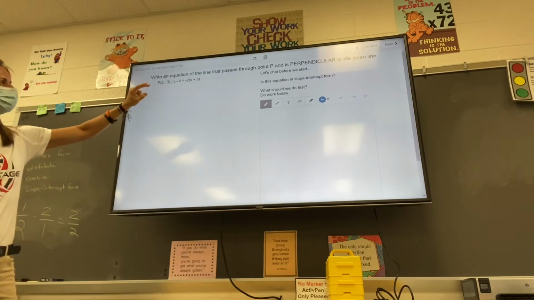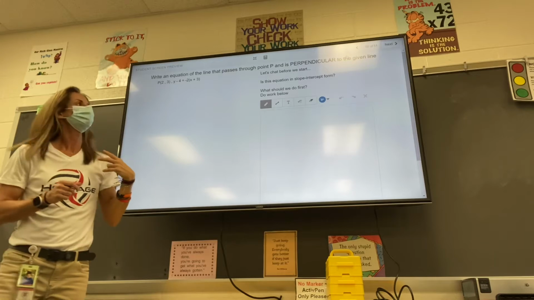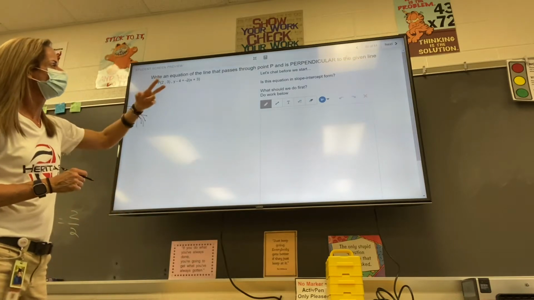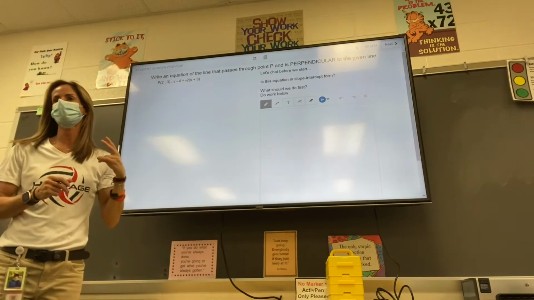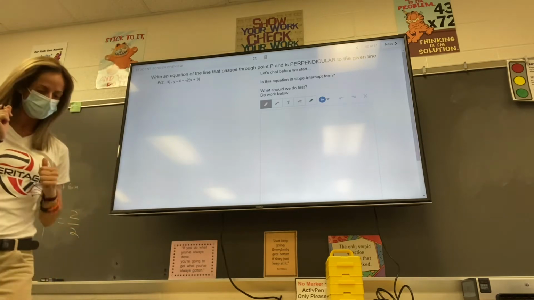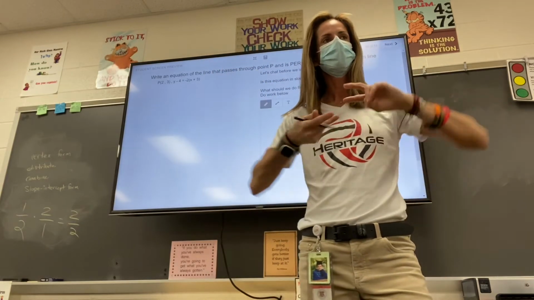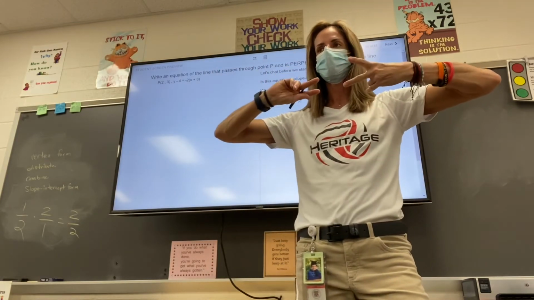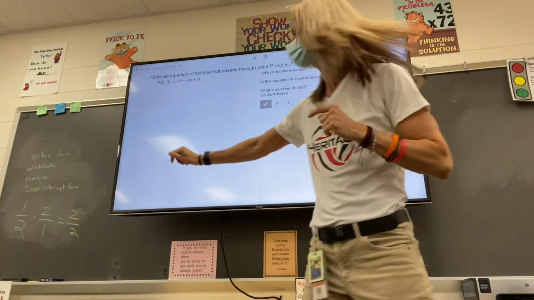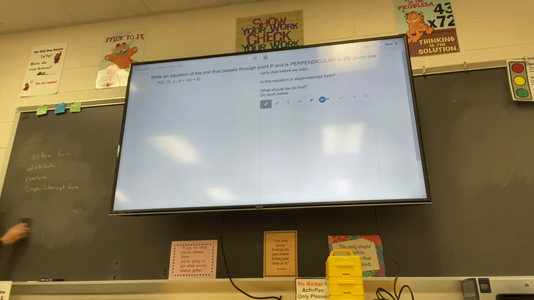We also have to think about perpendicular lines. What is it telling us by telling us the line is perpendicular to the other line? The last one was parallel, so we knew the slopes were the same. But what do we know about slopes of perpendicular lines? Negative reciprocal, right? We'll do that right over here in just a minute.